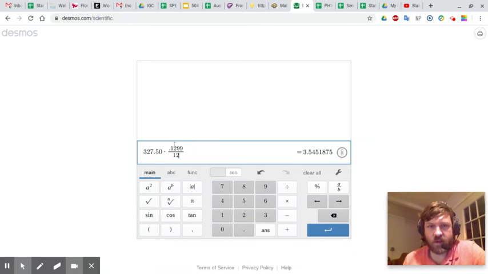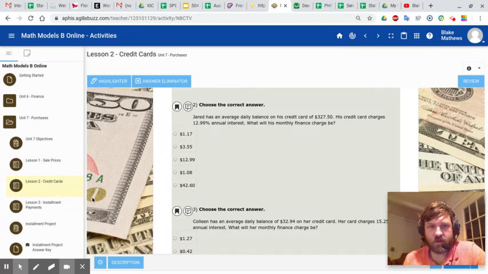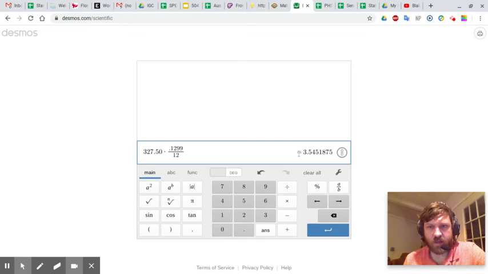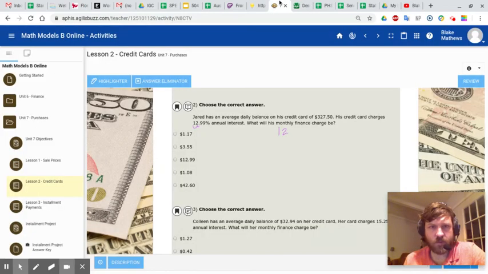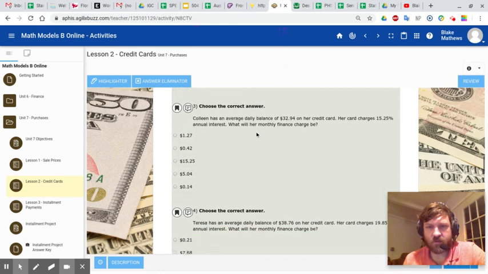So notice the 12.99 got changed into decimal form by moving this decimal point 2 places because it's a percent, and then I divided it by 12 to account for the fact that we're just doing monthly finance charges. And so when I do that, I get 3.55, and there it is right there. So we're doing the average daily balance times the interest divided by 12. So let's look at this one.